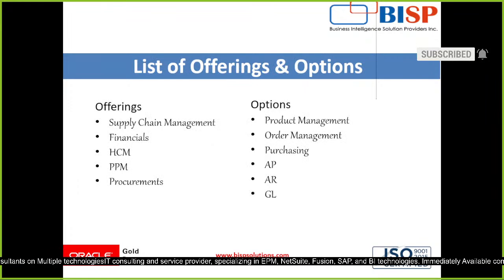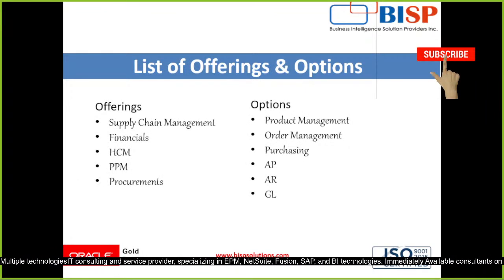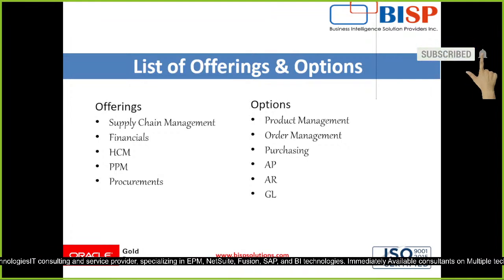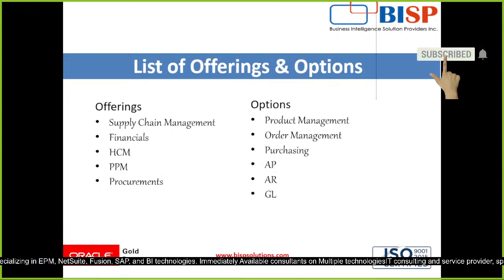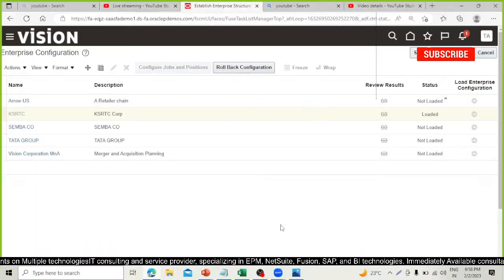Oracle Fusion provides multiple offerings and multiple options. We have offerings like supply chain management, financials, SCM, PPM, procurement, order management. And under these offerings, we have options like product management, purchasing, AP, AR, GL. So these are the options. We have to enable all these offerings so that we can perform the tasks in the application. So let's move to the application and we'll see how to enable these offerings and options.